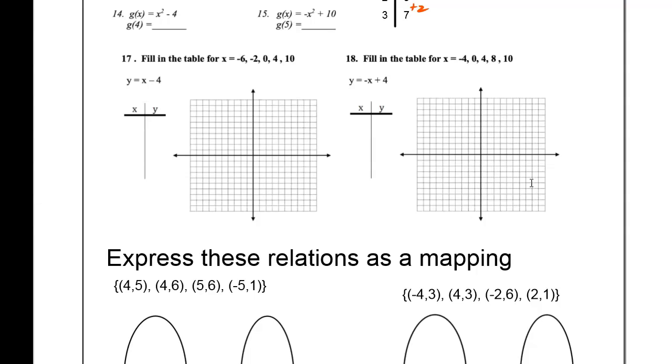Let's do 17. Okay. You put -6, -2, 0, 4, and 10 in the X column. Yeah, perfect. The only reason you knew to put those numbers in was because it told you. If it didn't tell you what numbers to use, what numbers would you probably pick?